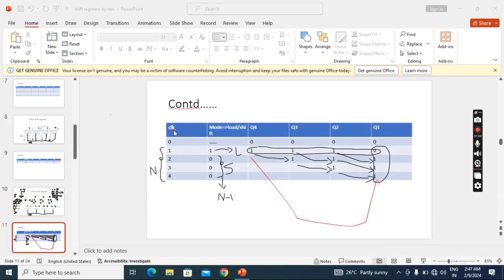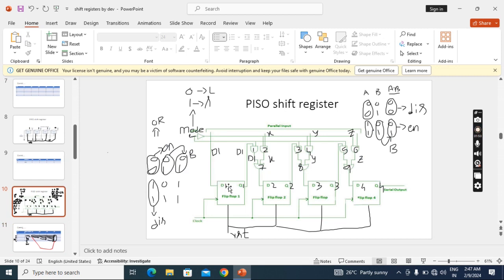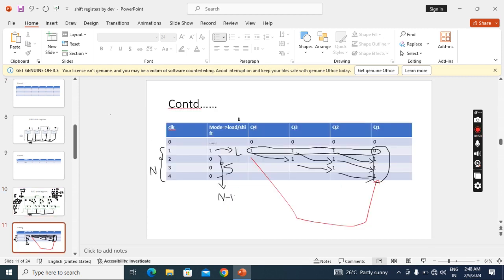See this table, here I took clock and mode, and these are the outputs of each flip-flop. This is D1, Q1. Initially I have not applied any clock, and mode is nothing, and at that time the outputs of each flip-flop are all zeros. This parallel in serial out shift register also needs n clock pulses for complete working. Out of n clock pulses, the first clock pulse is for loading the data, and the remaining 3 clock pulses, that is n minus 1 clock pulses, are for shifting the data.